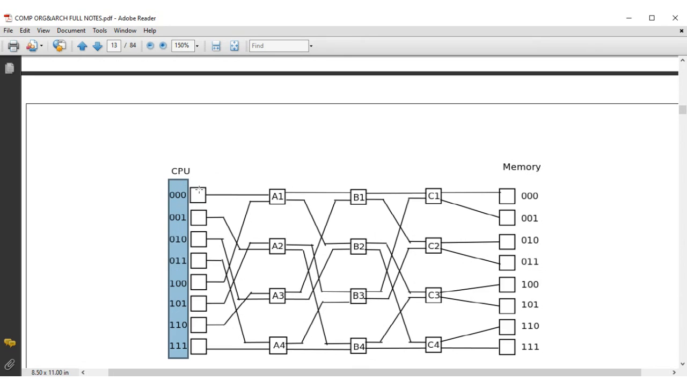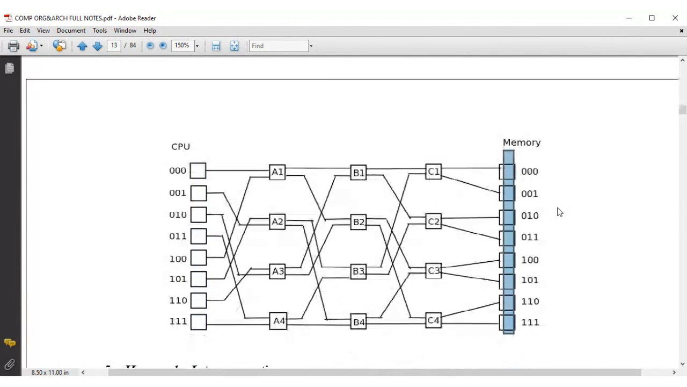But basically, the interest is here. The CPUs. How many CPUs are these? 1, 2, 3, 4, 5, 6, 7, 8. And there is an equal number of memory. So in between, there are A1, A2, A3, A4, B1, B2, B3, B4, C1, C2, C3, C4. These are devices that function as gateways or gates.